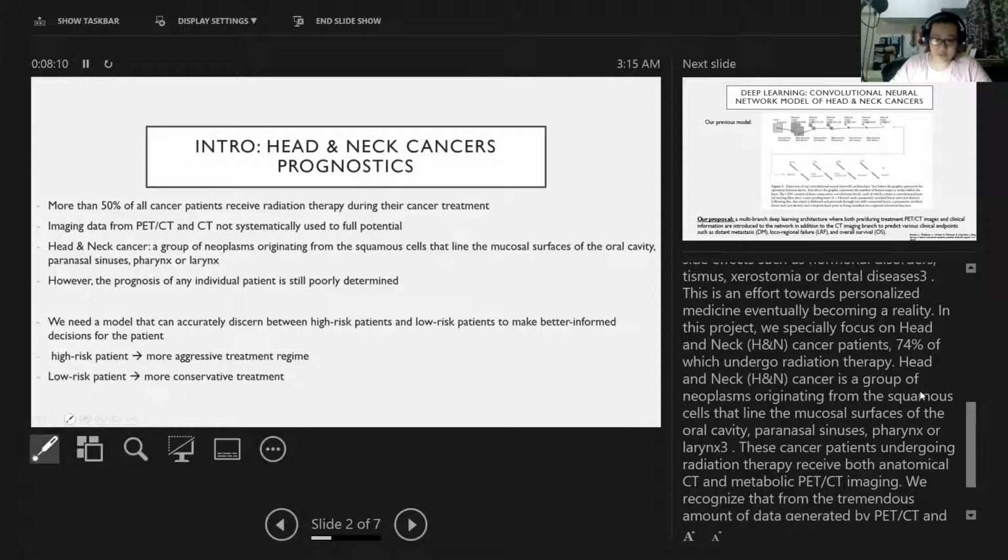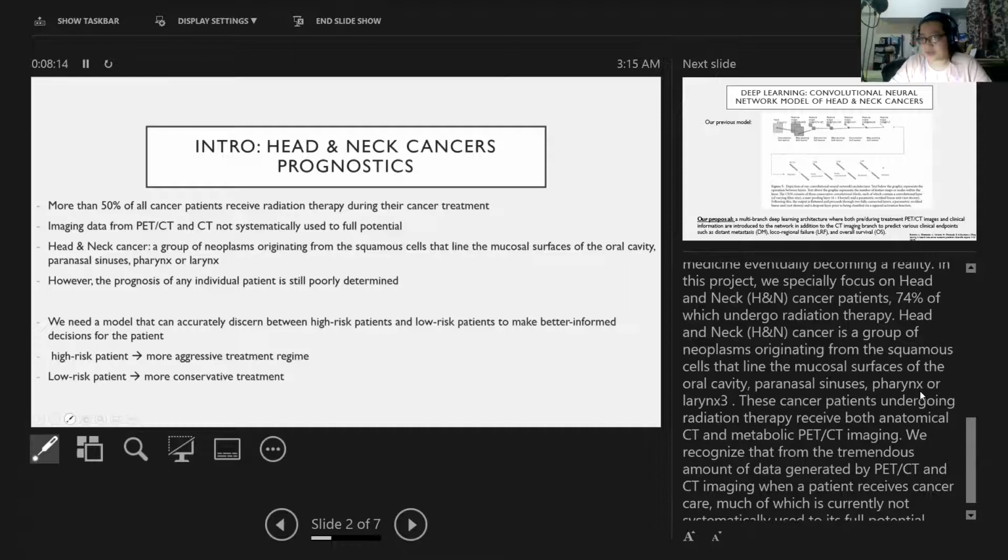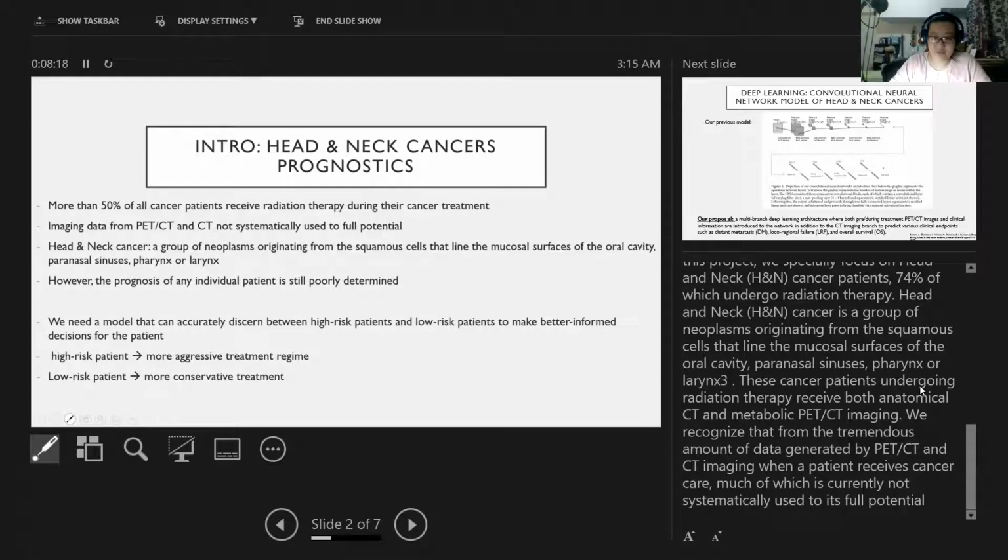So in this project, we specifically focus on head and neck cancer patients, 70% of which undergo radiation therapy. Head and neck cancer is a group of neoplasms originating from the squamous cells that line the mucosal surfaces of the oral cavity, paranasal sinuses, pharynx, and larynx. These cancer patients undergoing radiation therapy receive both anatomical CT and metabolic PET-CT imaging.